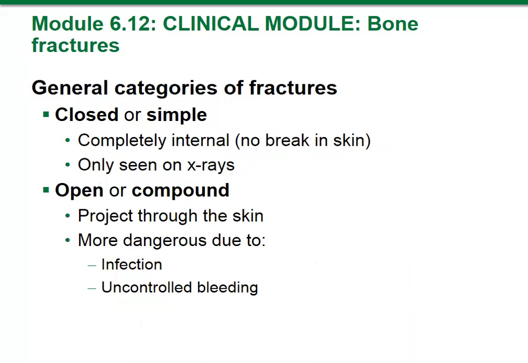Okay, let's talk about different types of fractures. A closed or simple fracture means it's totally internal, so you don't see a break in the skin when this happens, and you could only see this in an X-ray. If it's open or compound, then it projects through the skin. And for obvious reasons, it's going to be dangerous because infection can get in and you could have uncontrolled bleeding. Again, remember, plenty of blood vessels in bone.